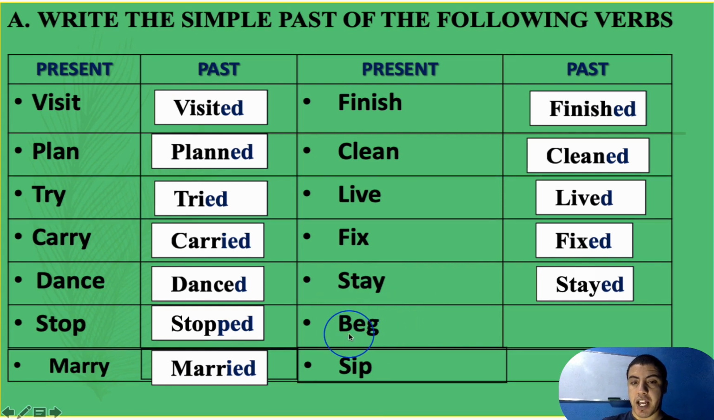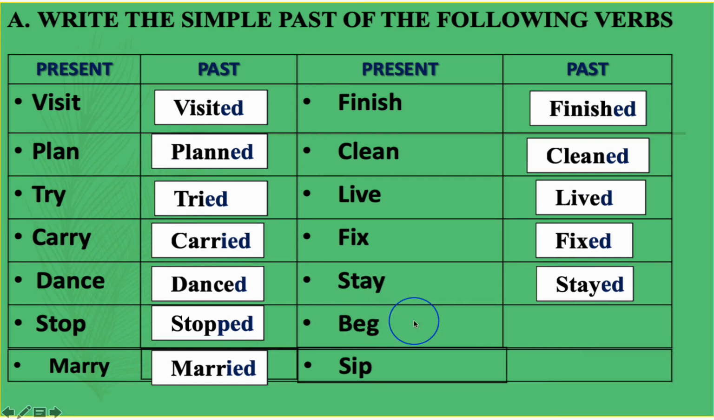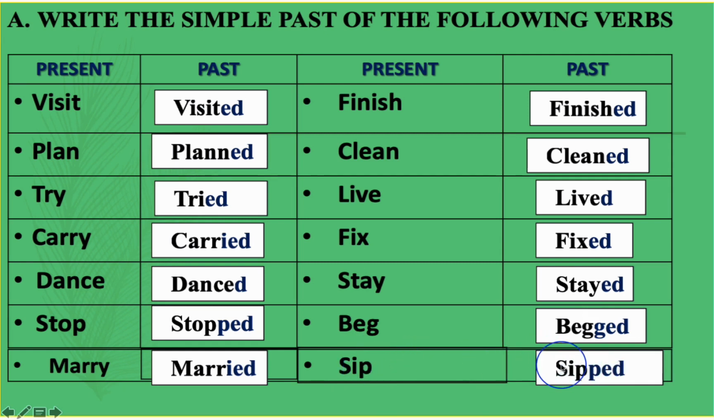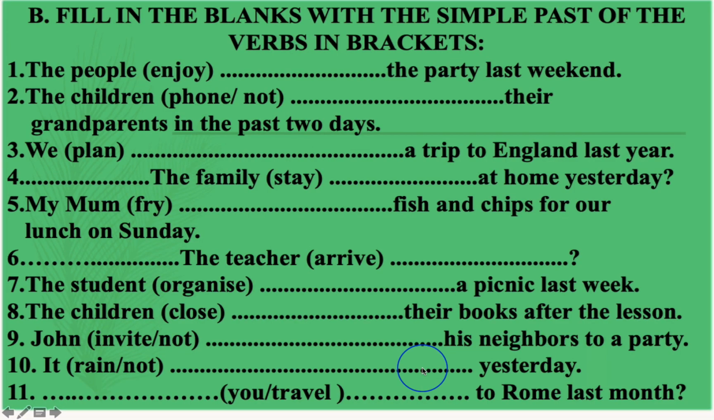Bag, again, pay attention, we have consonant, vowel, consonant. One syllable verb ending in one vowel and one consonant. So what do we have? Double G. The same, sip. We have consonant, vowel, consonant, one syllable verb ending in one vowel and one consonant, so we have double P. Why double P? Because we have consonant, vowel, and consonant. Okay, so now let's move to another exercise.